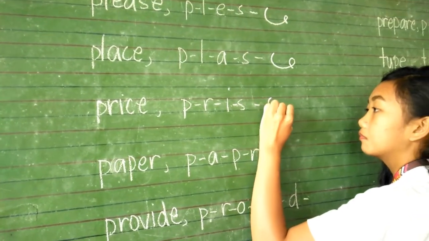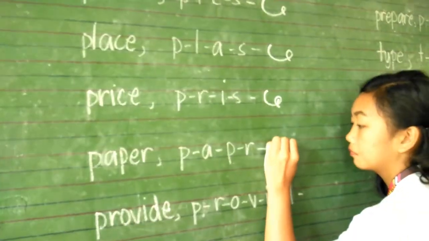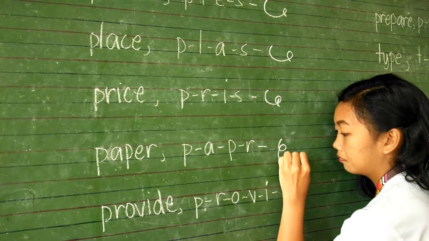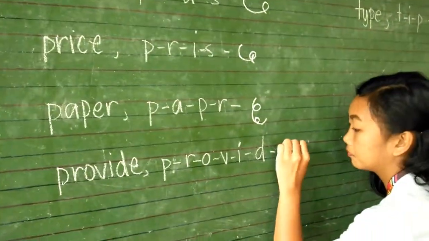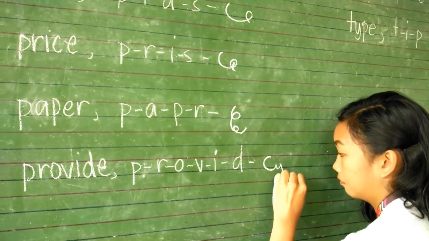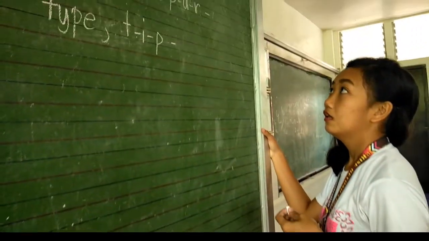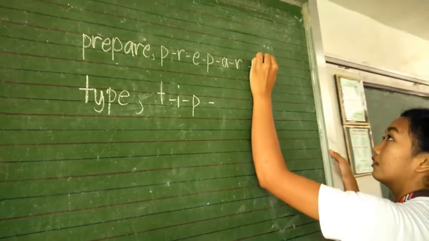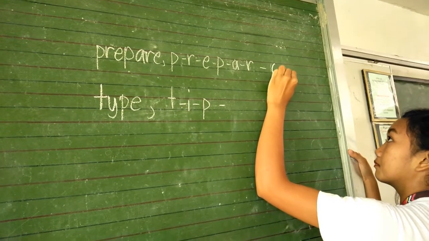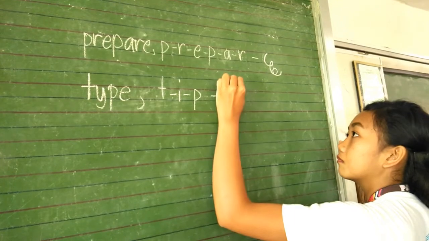Price is represented by P, R, long I, and left S. Paper is represented by P, A, P, and R. Provide is represented by P, R, O, V, long I, and D. Prepare is represented by P, R, E, P, A, and R. Type is represented by T, long I, and P.